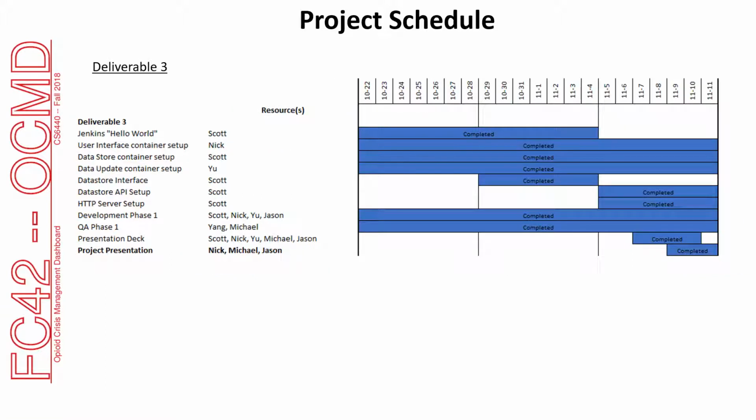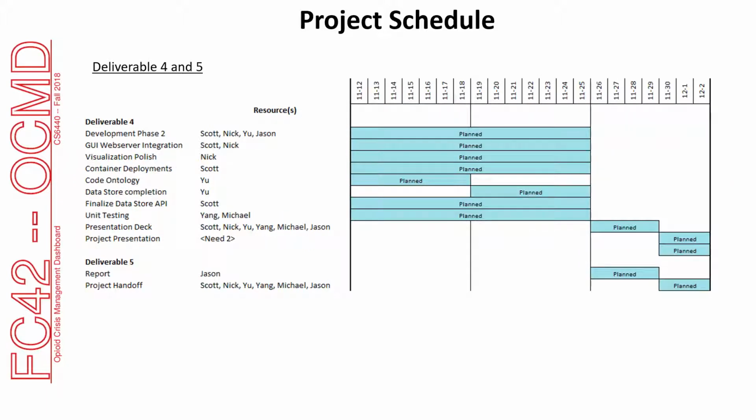At this point in time, development and QA phase 1 is complete. Detailed tasks such as data store interface and container setups have been completed and added to the Gantt chart. Detailed tasks for phase 2 of development have been added to the chart for tracking purposes. These include all the outstanding elements previously mentioned.